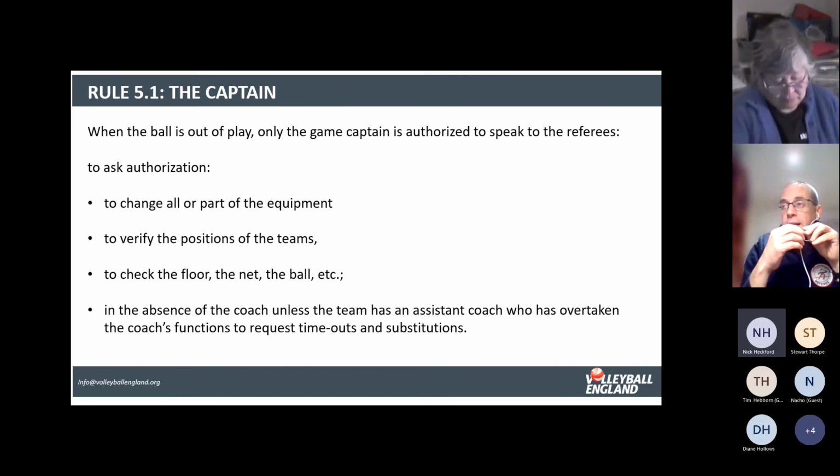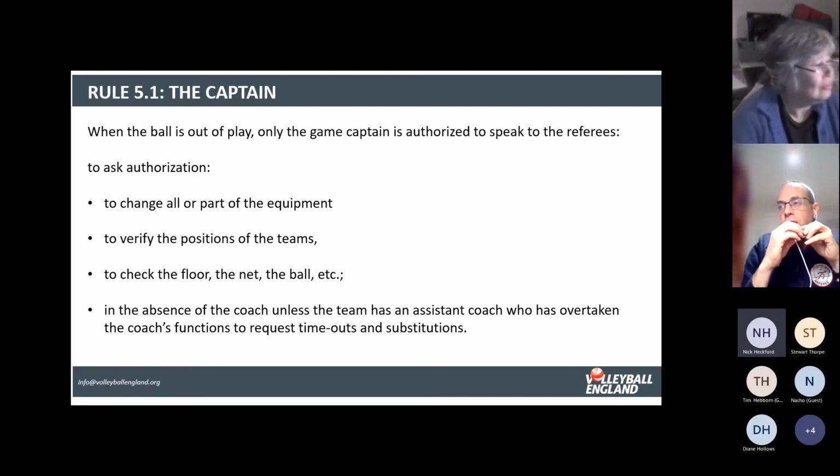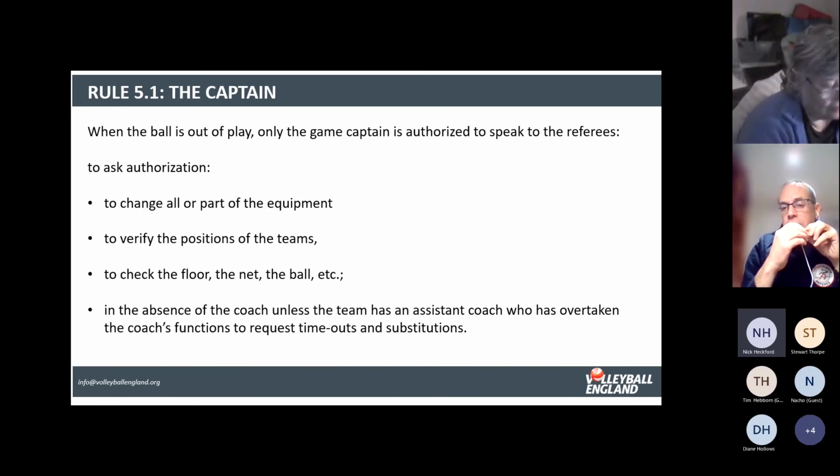We've already stated that, to ask for authorization, so they can change all or part of the equipment, verify the position of the teams, check the floor, the net, the ball, etc. And in the absence of the coach, unless the team has an assistant coach who has overtaken the coach's functions, to request timeouts and substitutions.